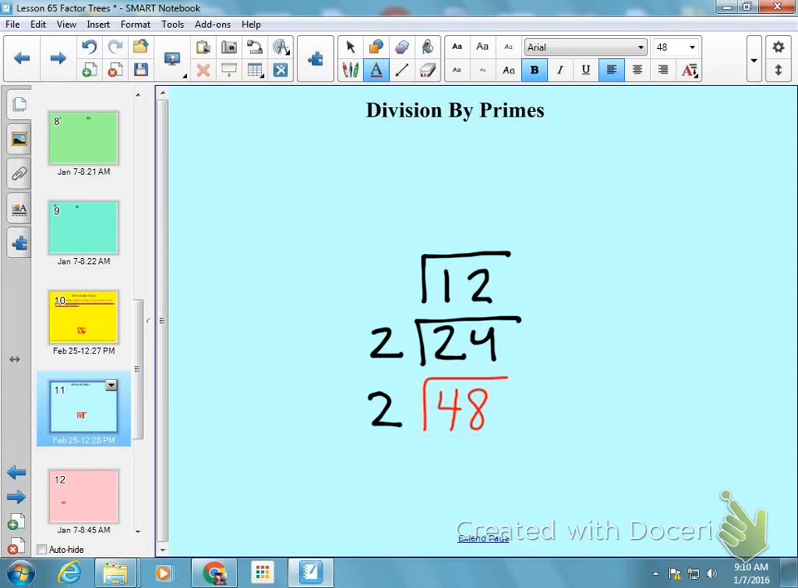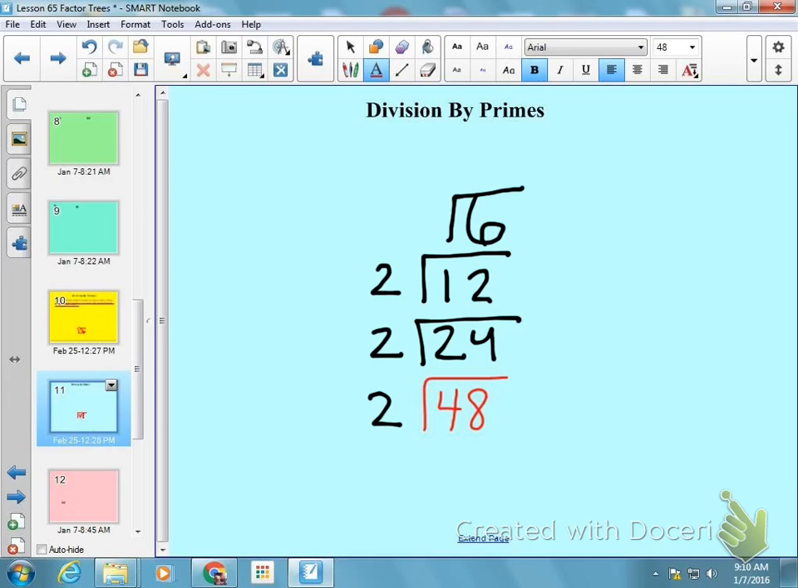So now I'm dividing 12. What's the smallest prime number that will go into 12? Well, it's even, so 2 will. 2 goes into 12 how many times? 6 times. So I keep going until 1 is the top of my tree. How many times will 2 go into 6?